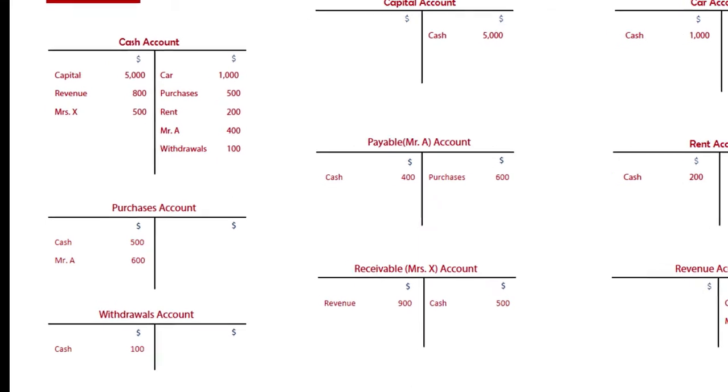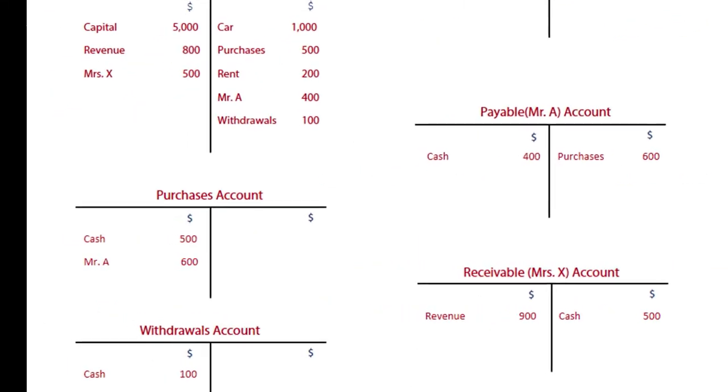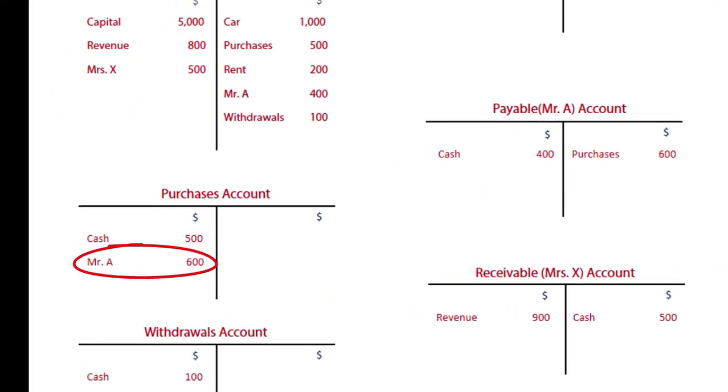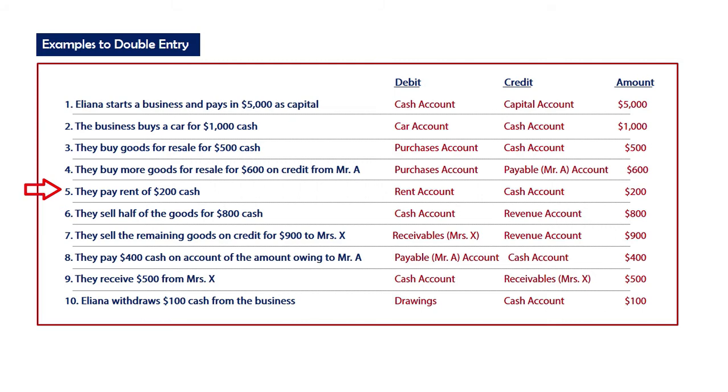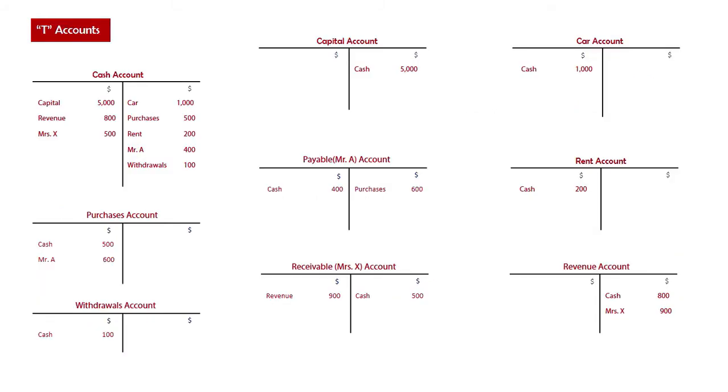So here, the purchases account is already open, so we come and debit the purchases account in the name of the payable, which is Mr. A, for $600. Open the payables account and credit it in the name of purchases for $600. Now the fifth example, we have to debit the rent account and credit the cash account for $200. We already have a cash account open, so we credit the cash account in the name of rent for $200, then open the rent account and debit it in the name of cash for $200.